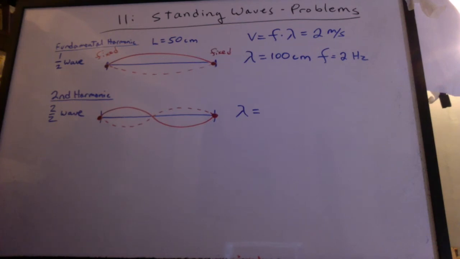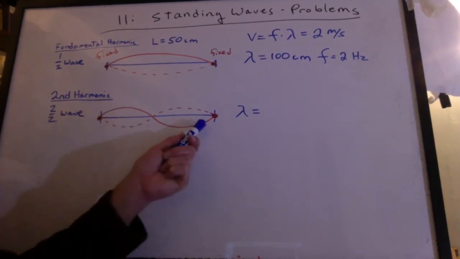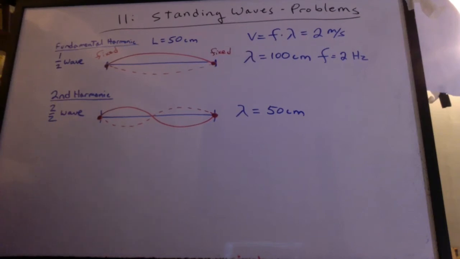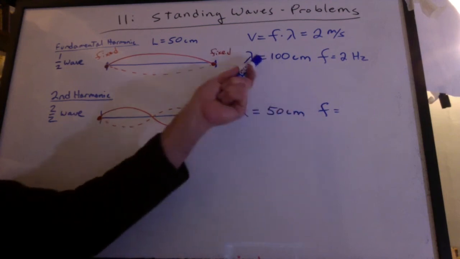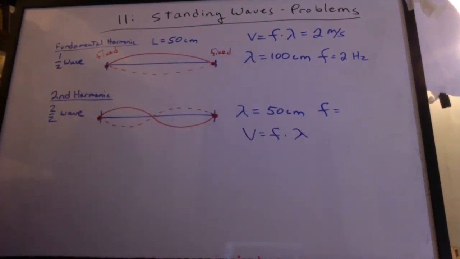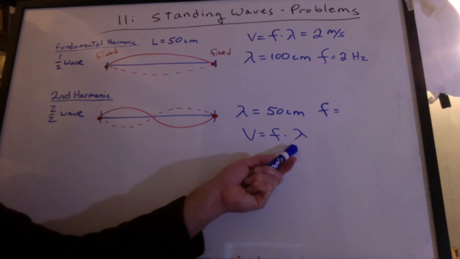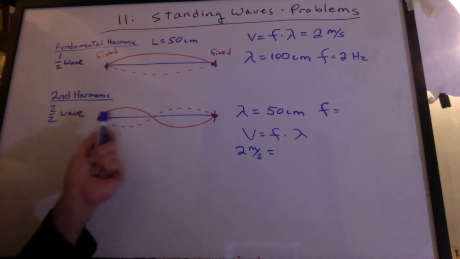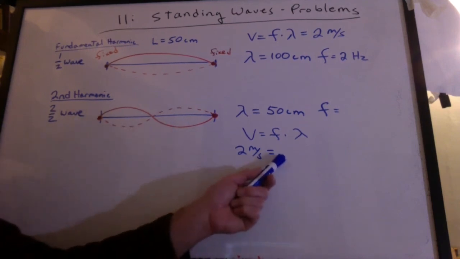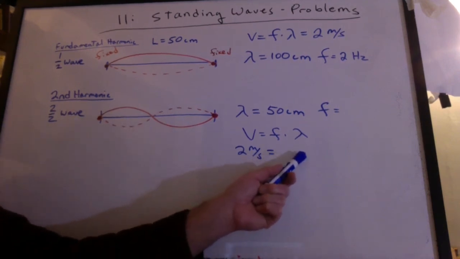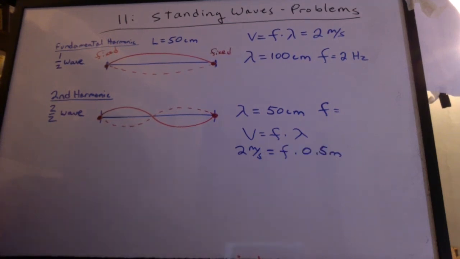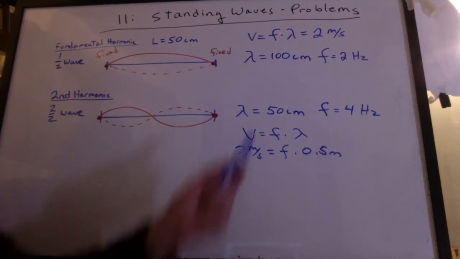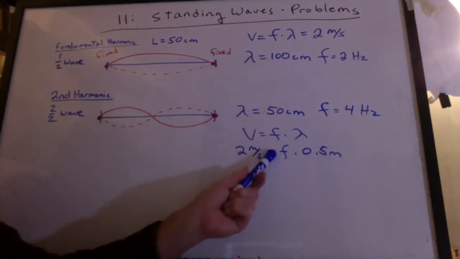What's the wavelength? Well, if this is one full wave, the wavelength must be 50 centimeters. Now, can you find the frequency based on the previous information? Using velocity equals frequency times wavelength, and we know that the velocity hasn't changed. It's the same string, but the frequency is going to change because the wavelength has changed. Plugging in the values, we get 4 hertz. That makes sense. The wavelength was cut in half, so the frequency had to double.